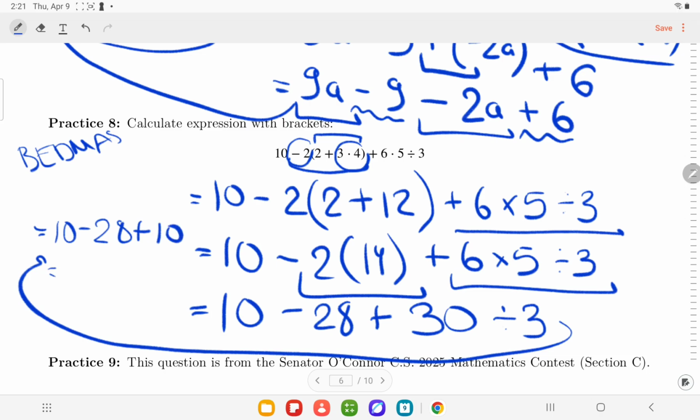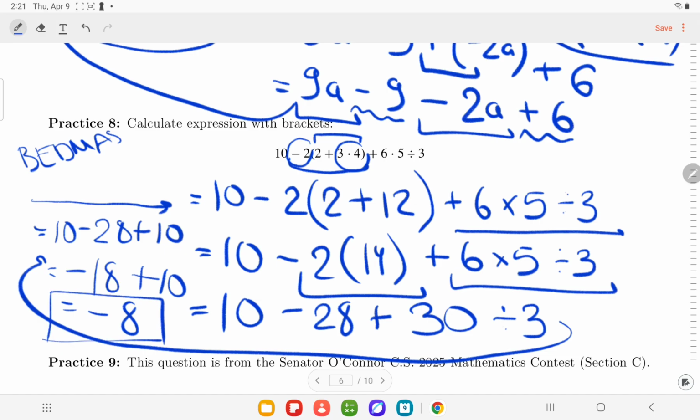And then we're left with subtraction and addition, so we're once again going left to right. 10 minus 28 is negative 18. And then negative 18 plus 10 is negative 8, which is our final answer.